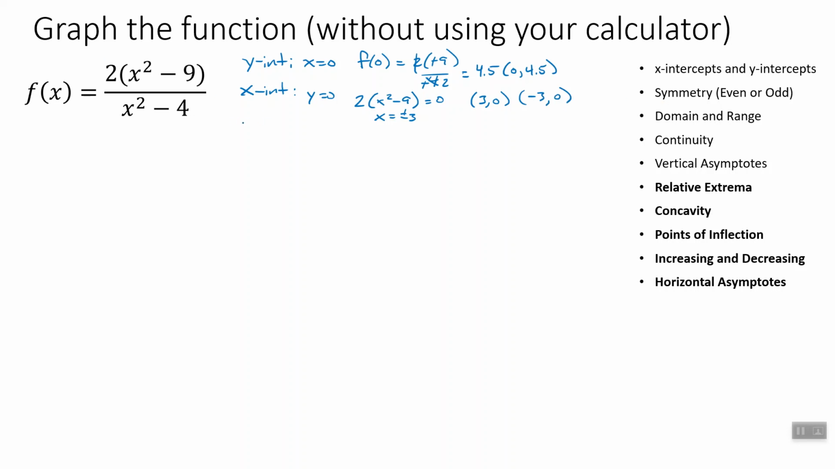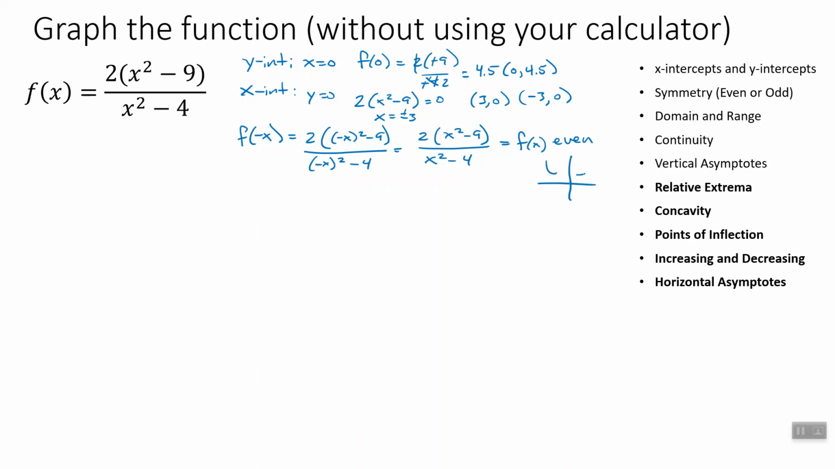Symmetry. So if we plug in, and we don't always have to do symmetry, guys. Sometimes it's nice, sometimes it's not nice. If we plug in negative x, we could see what happens here. We get 2 times negative x squared minus 9 over negative x squared minus 4. Well, negative x squared is just x squared, so we get 2 times x squared minus 9. Same thing happens on the bottom. Negative x squared is just x squared, which is your original function. So that means it is an even function. Most of the time there won't be symmetry, but that means the left and right side match. So we're symmetric about the y-axis. All right, so that might help us with our graphing.